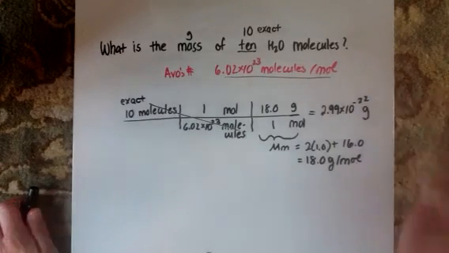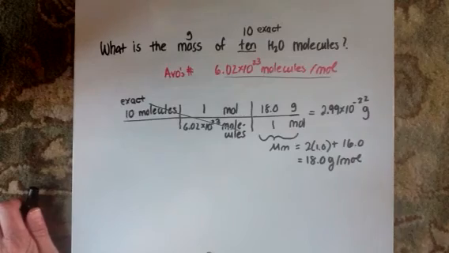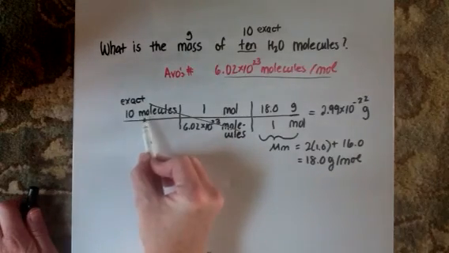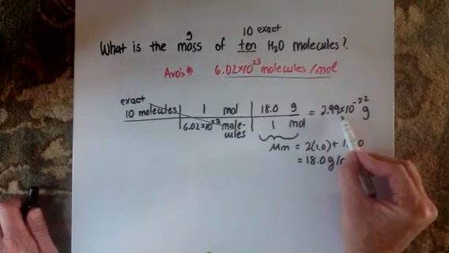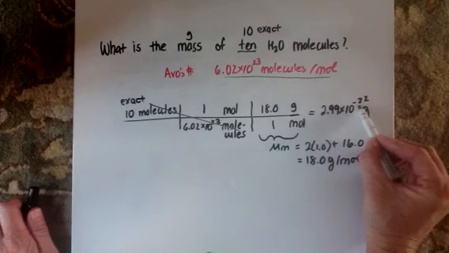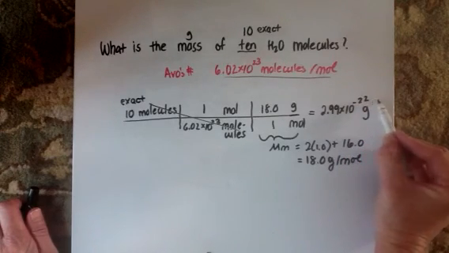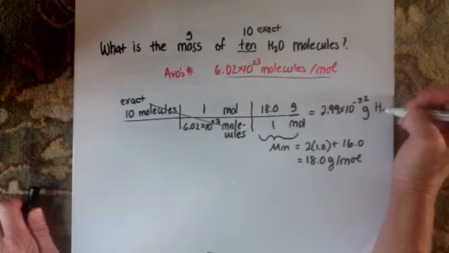That's grams. I should ask myself, does that make sense? Does it make sense that ten molecules would have a mass like this? That's a very, very small number, to the negative 22. So yes, that does make sense.